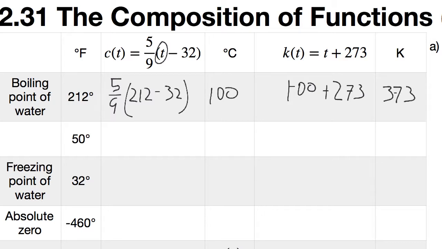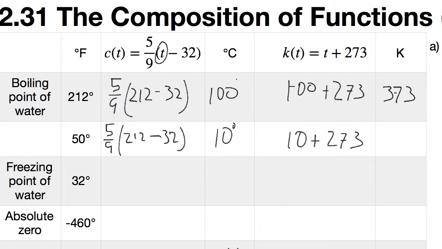You could do the same thing for the nice cool day of 50 degrees Fahrenheit. If it's 50 outside, then in Celsius you could say it's 50 minus 32 times 5/9. And then when you compute all of that, you get 10 degrees Celsius. 10 degrees Celsius is the same thing as 283 Kelvin.